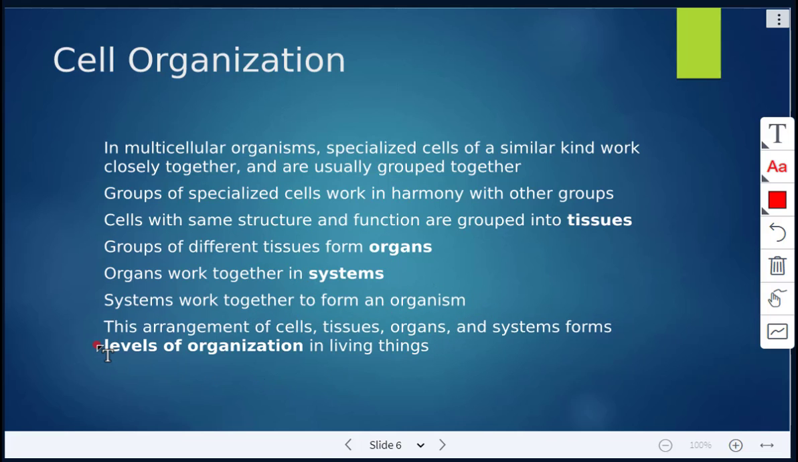That's the arrangement of cells, and that's the level of organization that we see. So it's cells to tissues to organs to systems. Those are our levels of organization in living things.